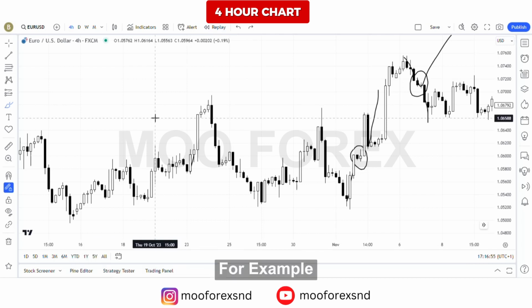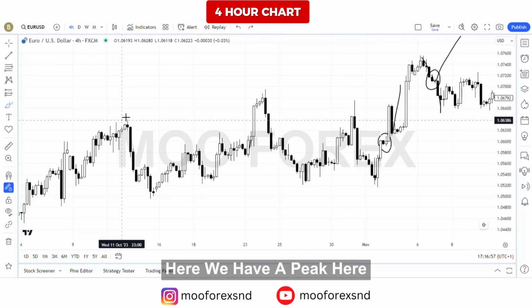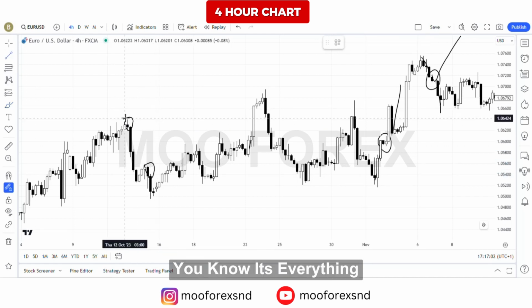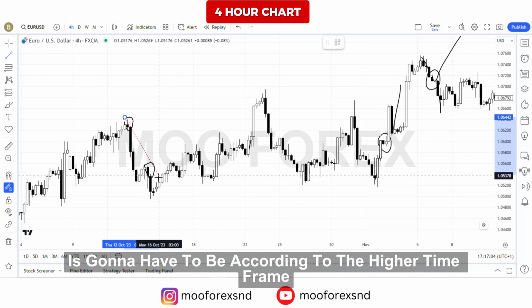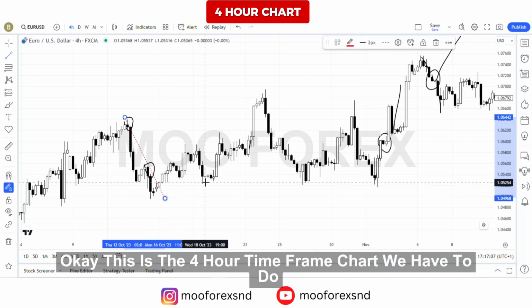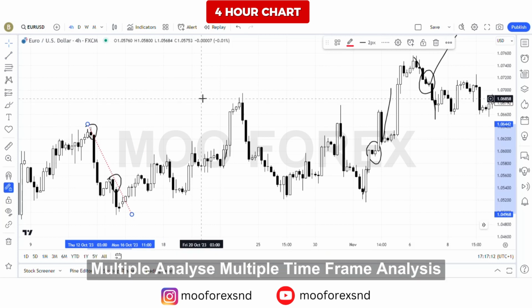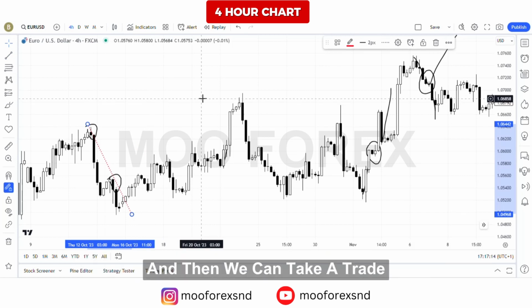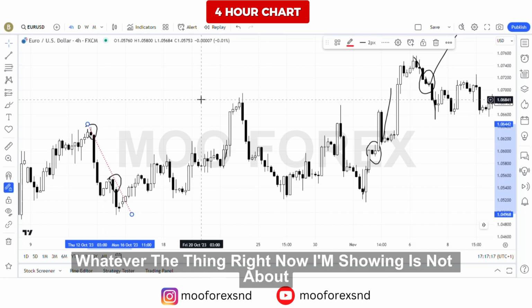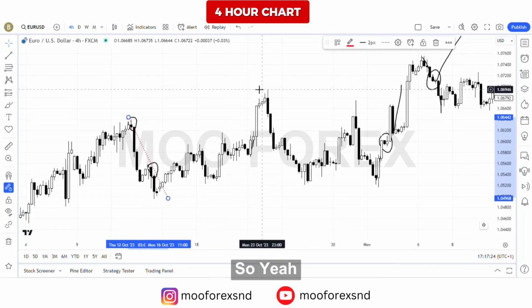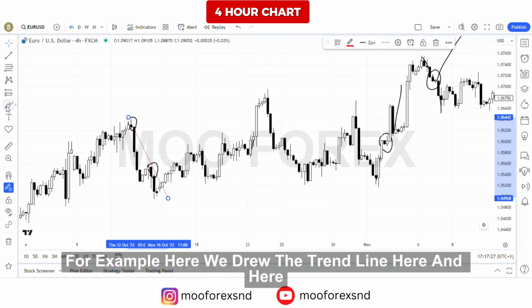Okay, for example here we have a peak here, we have a peak here. Of course guys, everything has to be according to the higher time frame. Okay, this is the 4-hour time frame chart. We have to do multiple time frame analysis, and then we can take a trade. What I'm showing right now is not about taking a trade.